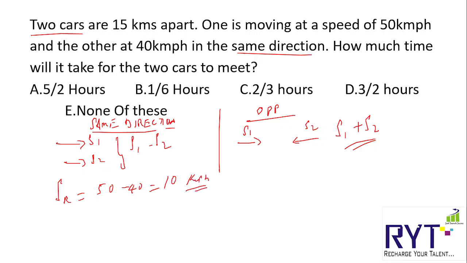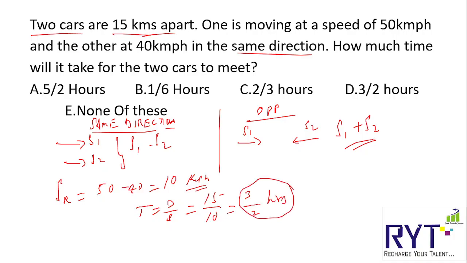How much time will it take? So time they are asking. Time is equal to distance by speed. What is the distance here? 15 kilometers apart. So 15 is the distance. Speed is 10, relative speed. Can we say 5 3s are, 5 2s are? So 3 by 2 hours is the answer. So we have option D, 3 by 2 hours, as the answer. So remember, when you have more than one vehicle or more than one moving object, relative speed will come into picture.